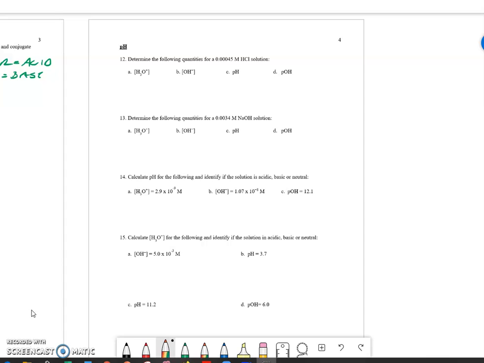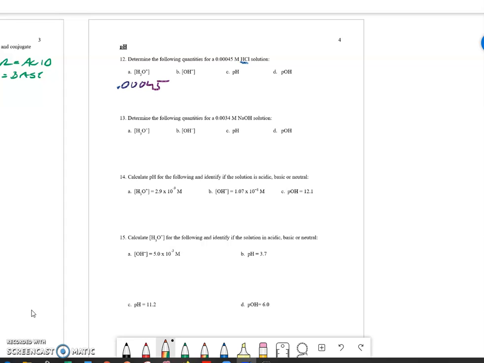So let me show you how you could do some problems with this. In this case, I'm telling you that you've got a 0.00045 molar HCl solution. So what is my H3O concentration? Well, this is a strong acid. Hydrochloric acid is a strong acid. There is my H concentration, so that is going to be my HCl. So that is going to be my H3O concentration. So that is going to be 0.00045.